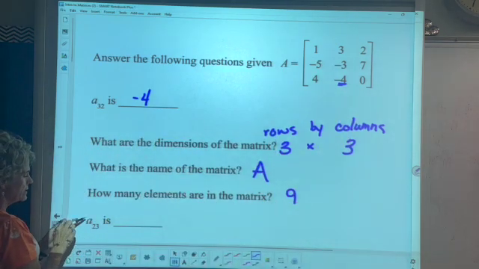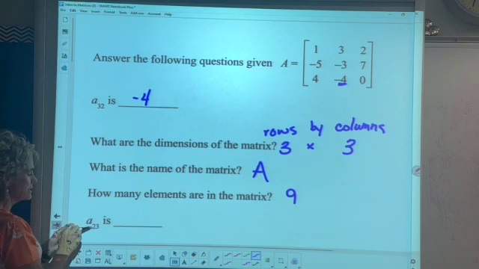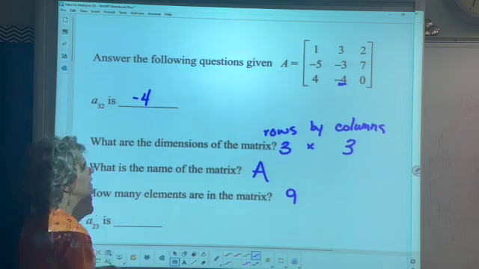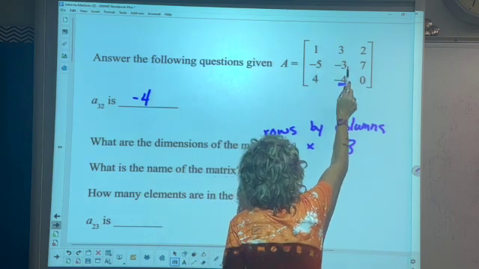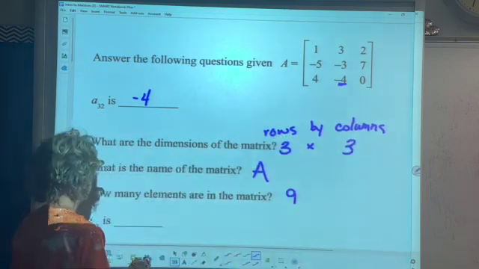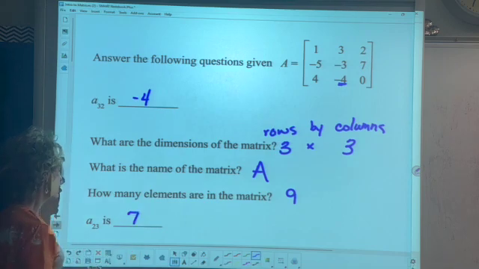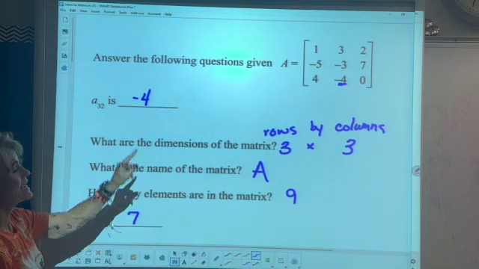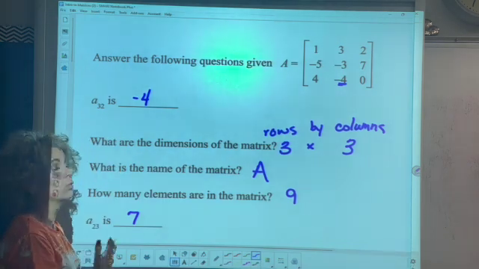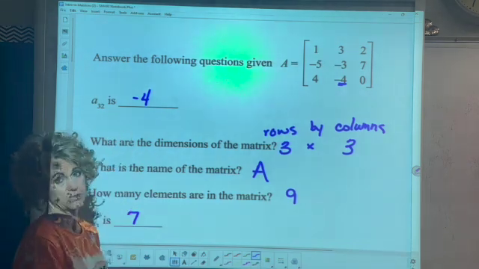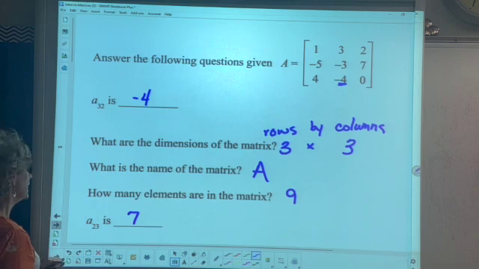I want, what is the element A23? Second row, third column. Second row, that's this right here, third column. 1, 2, 3 is 7. So the element A23 is the element 7. You will have to answer questions like this. You will be asked to answer questions like this, okay?